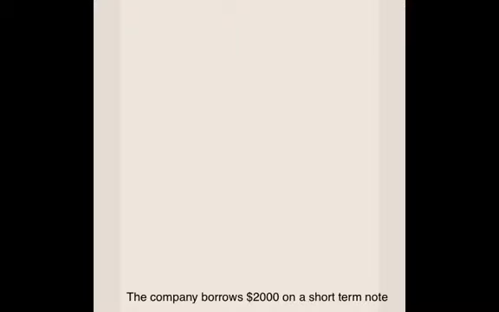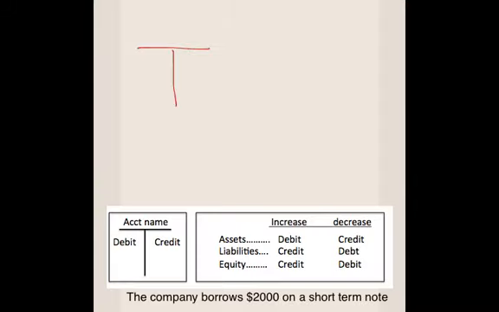So the first one is that a company borrows $2,000 on a short-term note. So we know we're going to be entering these transactions in a T account. When we borrow money from a bank, we give the bank a note, or we sign a piece of paper or a contract that says we will pay them back $2,000. And they give us $2,000 in cash. So we know that the cash account is going to be affected, and it's going to increase by $2,000.